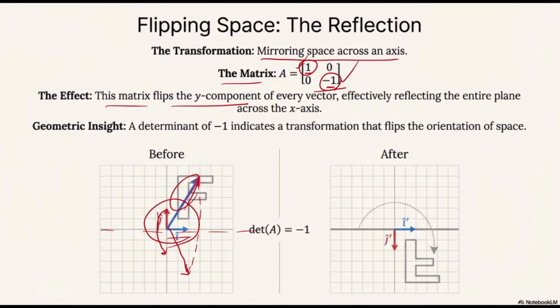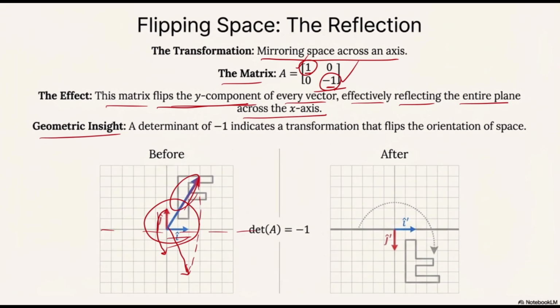So it means that y is going to change. Our x is going to stay constant, and it means that whatever vector we had is going to flip through the x-axis. So at this point, we do have the matrix flip the y component of every vector, effectively reflecting the entire plane across the x-axis.